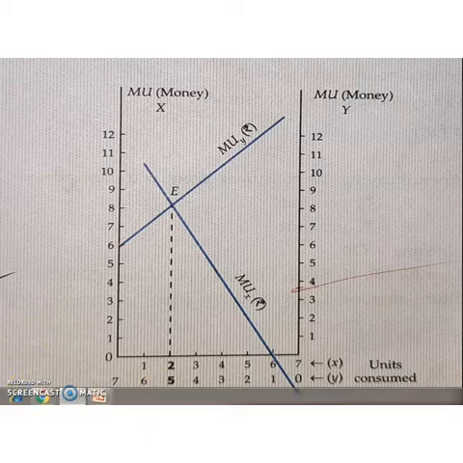So students, we have discussed 3 situations in which consumer equilibrium is determined. That is, in the first case, consumer equilibrium in the case of one commodity, then in the case of 2 commodities with the same price, and also consumer equilibrium in the case of 2 commodities with different prices.